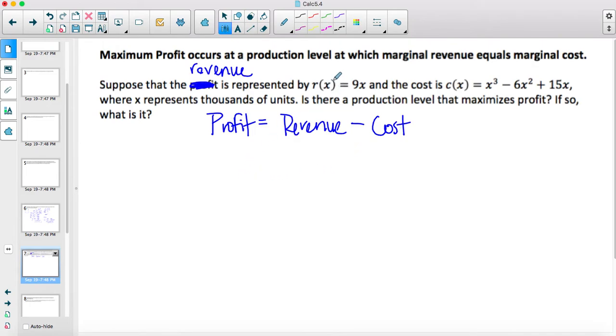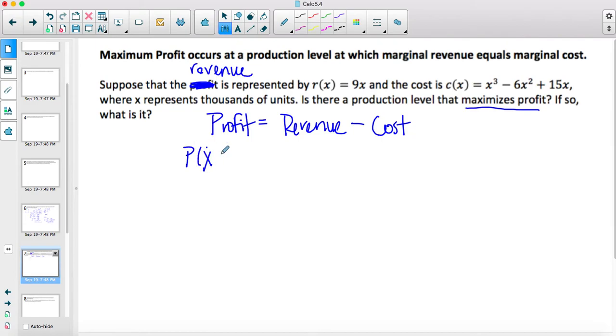So let's take a look at this. We know that the revenue is 9x and C of x is our cost. X represents thousands of units, and we want to know what production level would maximize profit. Maybe if our production level is too high, we have to start paying employees overtime, or we have other challenges, or we have to buy more machinery. And so there could be a point where we're making too many products, and then conversely, there could be an amount of products we're creating where we aren't making enough of a profit. So we want to maximize this profit.